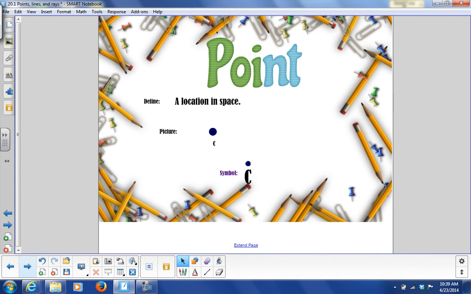All right, a point is a location in space. It's a point. So I can put a point here, I can put a point here, I can put a point here, I can put a point here. Okay, and the symbol is whatever you name the point, which in this case is C with a little dot above it.